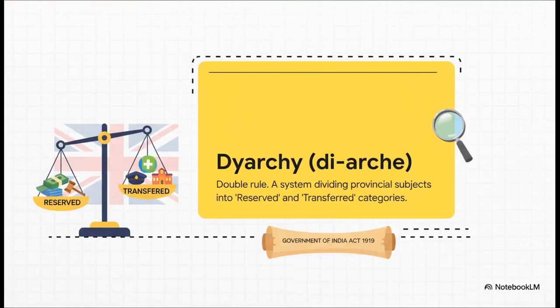Okay, here's a term you absolutely positively have to know for your exams. Diarchy. It literally just means double rule. In the provinces, all the government subjects were split into 2 lists. Reserve subjects, the really powerful ones like finance and police, were kept under the direct control of the British governor. Meanwhile, transferred subjects, like education and health, were handed over to Indian ministers.